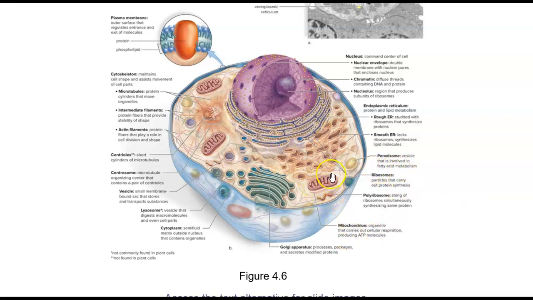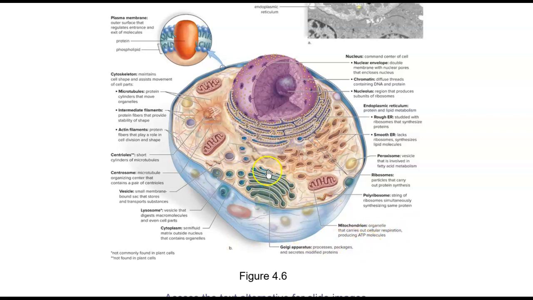Then we have the mitochondria, which is the powerhouse of the cell, and this is where cellular respiration occurs. It is where glucose from the food we eat is broken down into energy in the form of ATP. Okay, so mitochondria are the powerhouse of the cell.